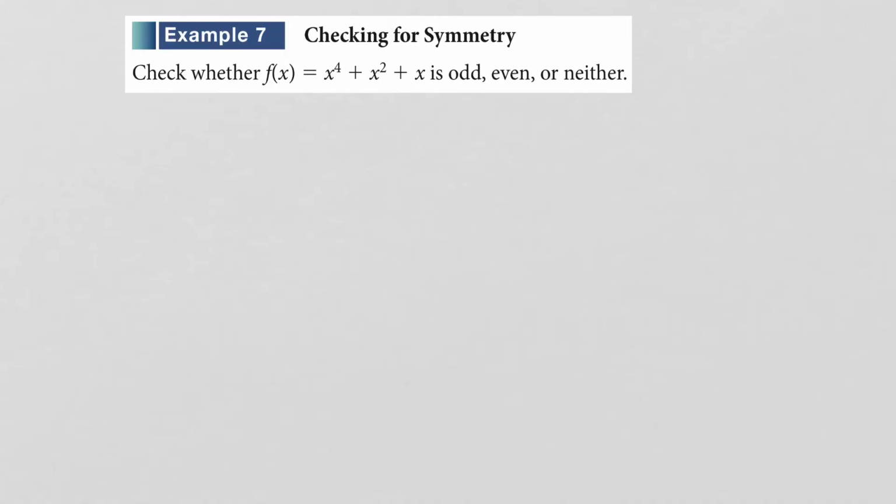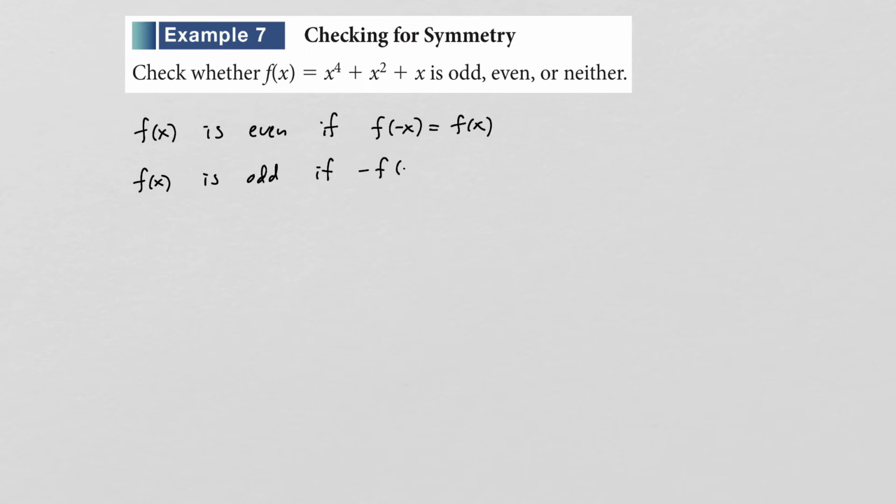Another thing we can do when graphing polynomials is we can check for symmetry. So for this, we're talking about whether the function is odd or even. So let's remember that a function f of x is even if f of -x is the same as f of x, and a function f of x is odd if negative f of -x is equal to f of x. Or another way we can say that is if f of -x is equal to negative f of x.